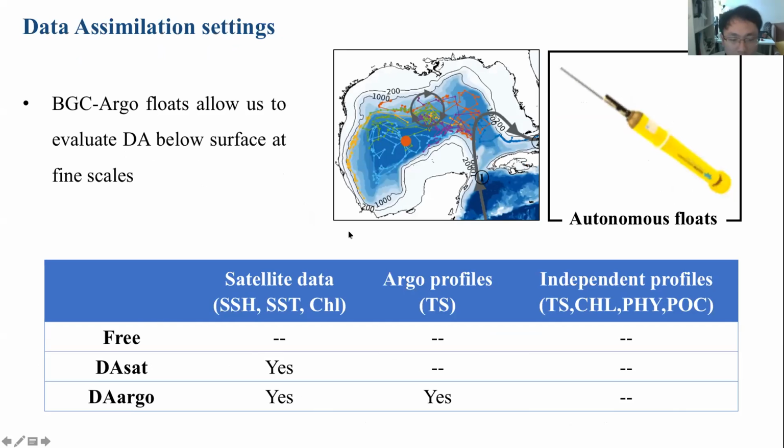So we have 3 different experiments. The free run is the deterministic model run without any data assimilation. The DSS run assimilates the satellite data, including SSH, SST, and sea surface chlorophyll. And in the DARGO run, we also assimilate the Argo profiles of temperature and salinity to test their value for biological data assimilation in a coupled physical and biological model. And then we will compare our model results with 5 BGC Argo floats in the Gulf of Mexico, which are used as independent validation in our study. And so this enables us to evaluate the biological data assimilation's performance below the surface at fine resolution scales.